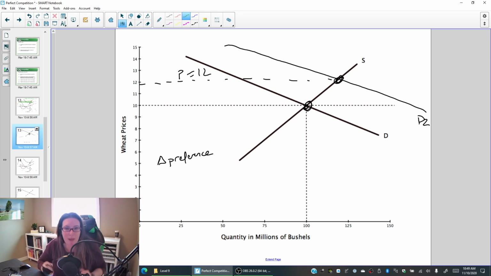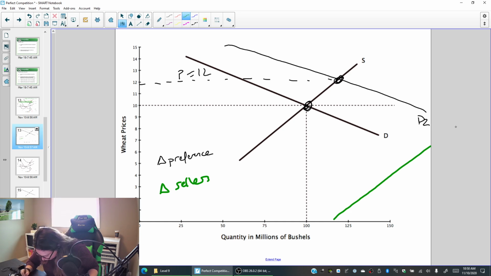If other people join in as wheat farmers, what does that do to the market here? Well, we're changing the number of sellers. So what happens? Changes demand, changes supply. Well, number of sellers changes supply. So let's assume that tons of people join in.